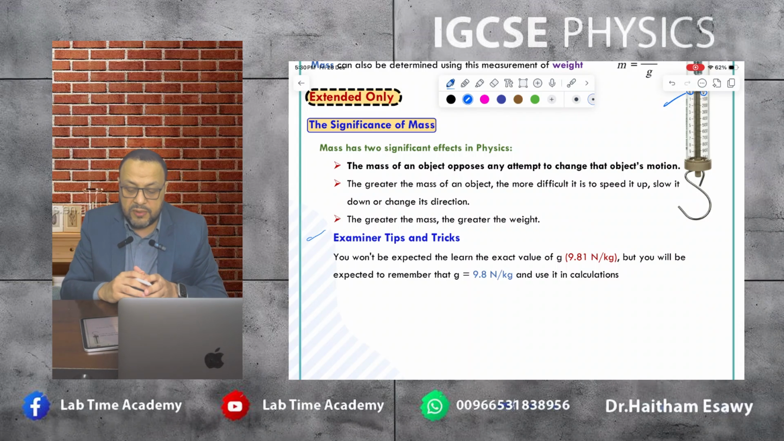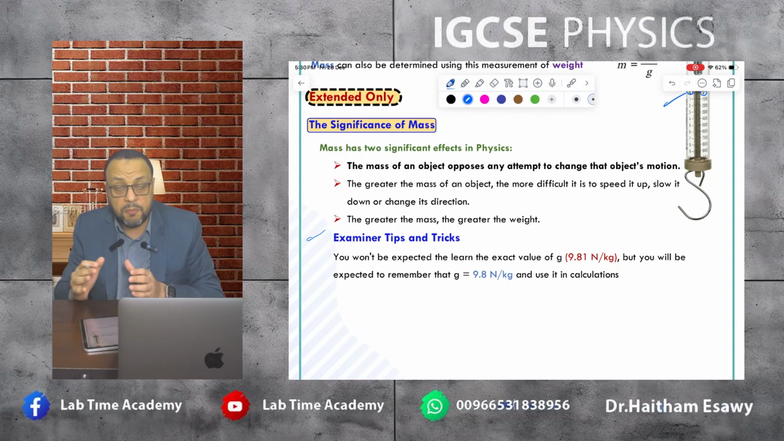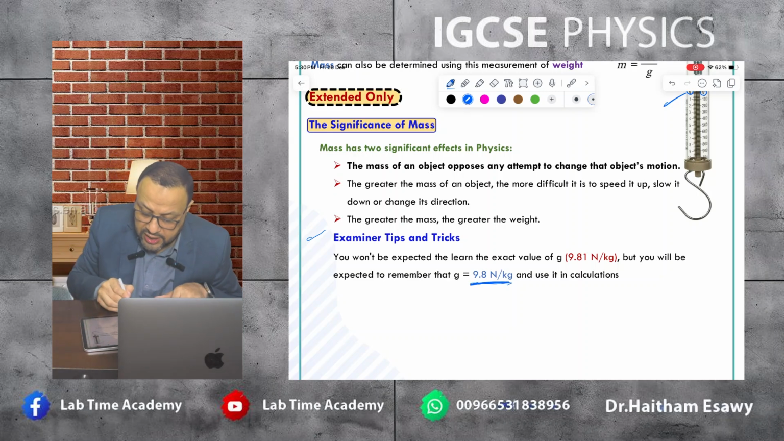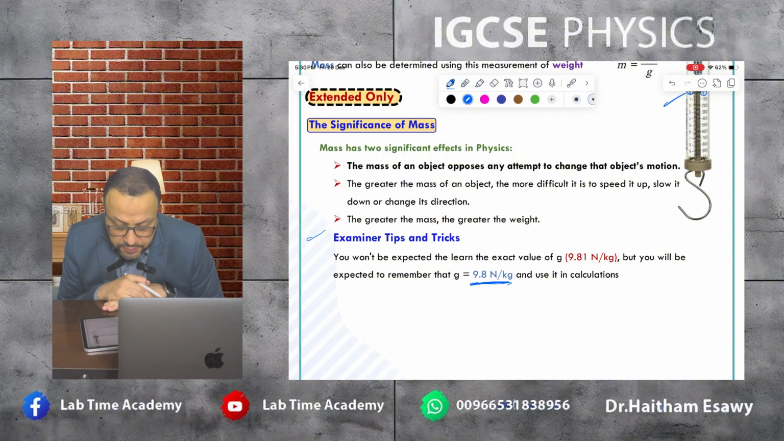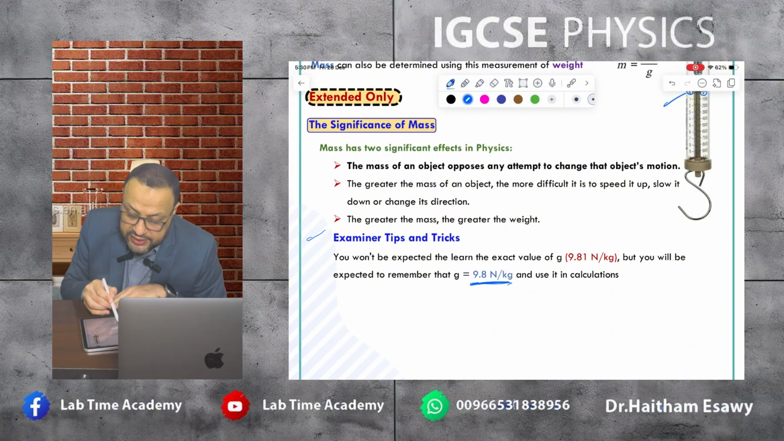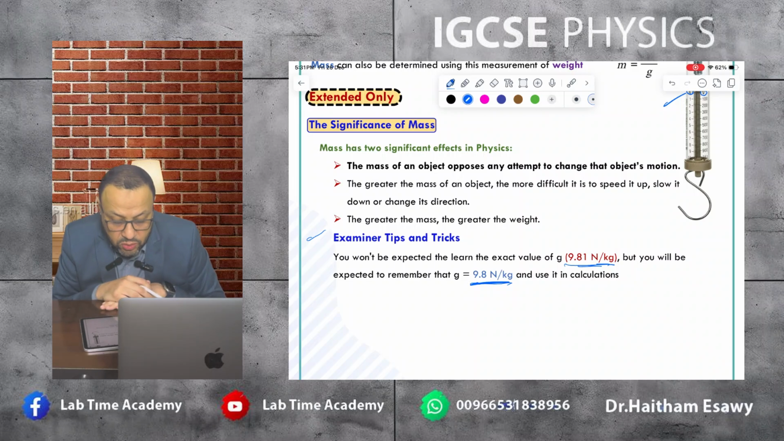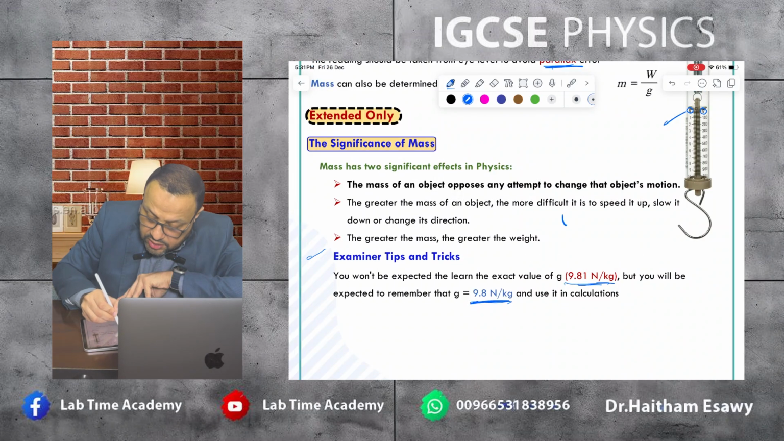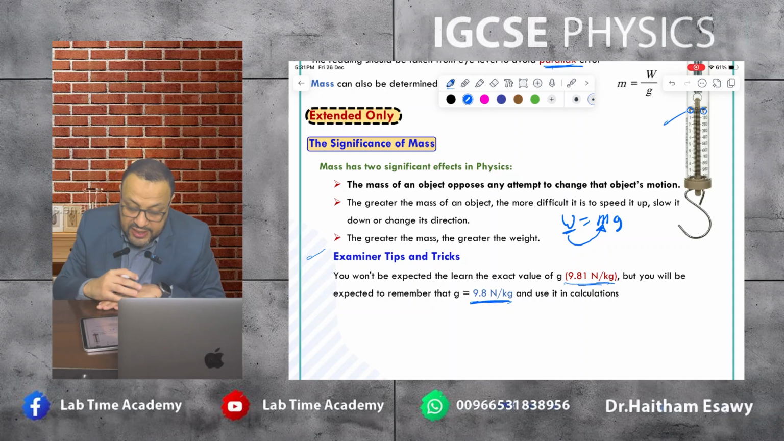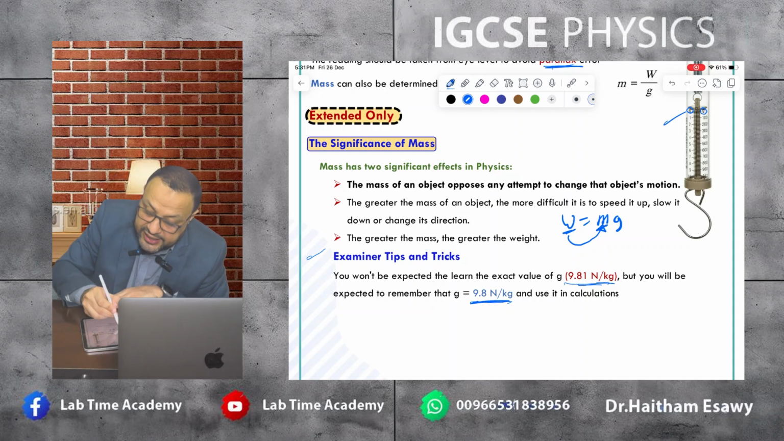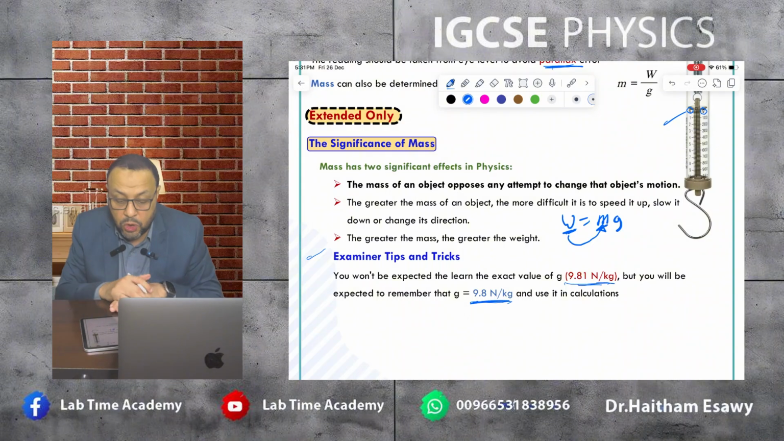For example, the accurate value for gravity is 9.81, but it's no problem to write it as 9.8 only. So here you can write gravity g equals 9.8 Newton per kilogram instead of 9.81 Newton per kilogram, no problem. And here, as we said, weight equals m times g. So weight depends on the mass of the substance. This means that the greater mass has the greater weight, because weight and mass are directly proportional. W equals m times g.